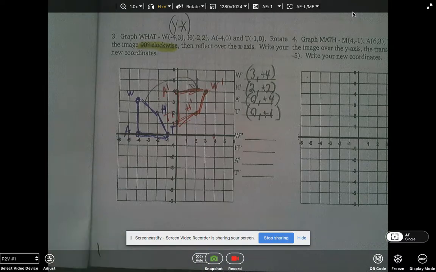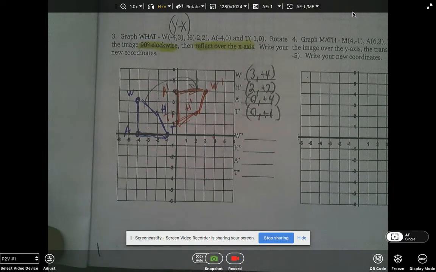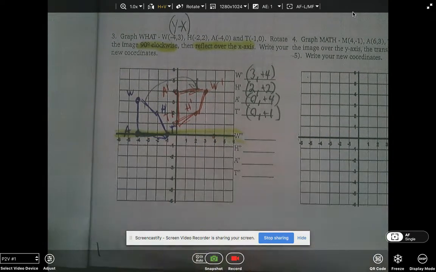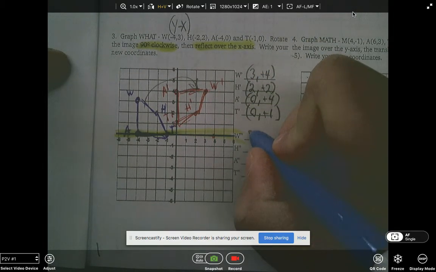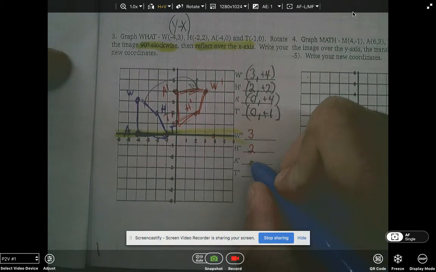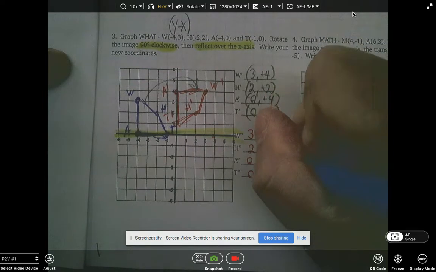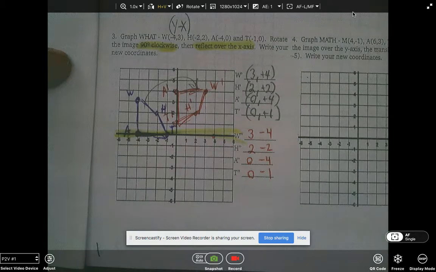Okay, so that's our first transformation. Our next transformation is reflecting over the x-axis. Can someone highlight that with the laser? That's here. This is my x-axis here. So again, I know my x's will stay the same. My y's will become opposite. So I know this is going to be 3, 2, 0, 0. And now these will be negative 4, negative 2, negative 4, negative 1. But we'll count it out just to make sure.